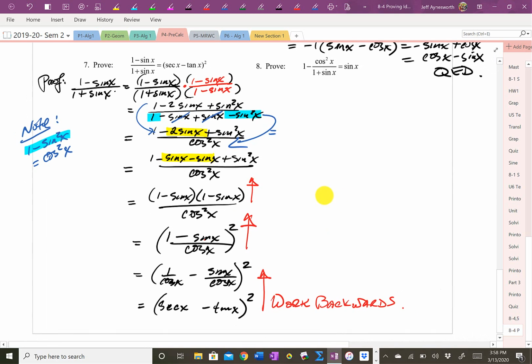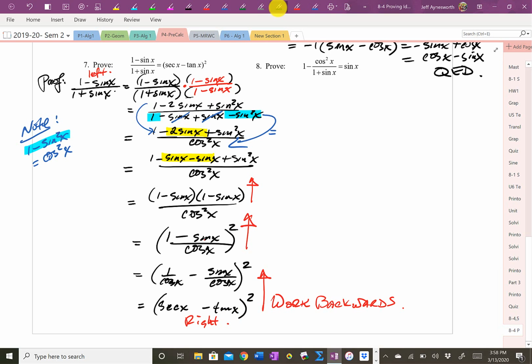So I worked backwards, I worked a little bit of forwards, I met in the middle here, and I get a statement or a sequence of steps that are all equal. So therefore the left side equals the right side, and then I just proved the identity.